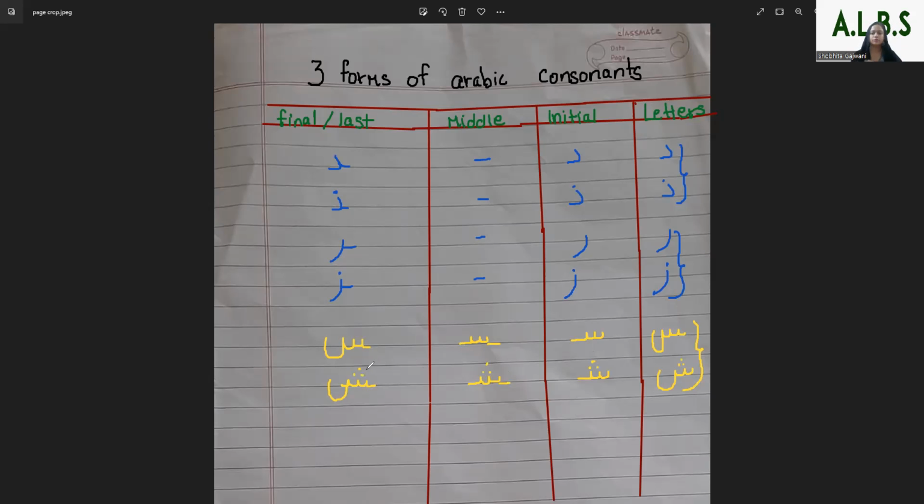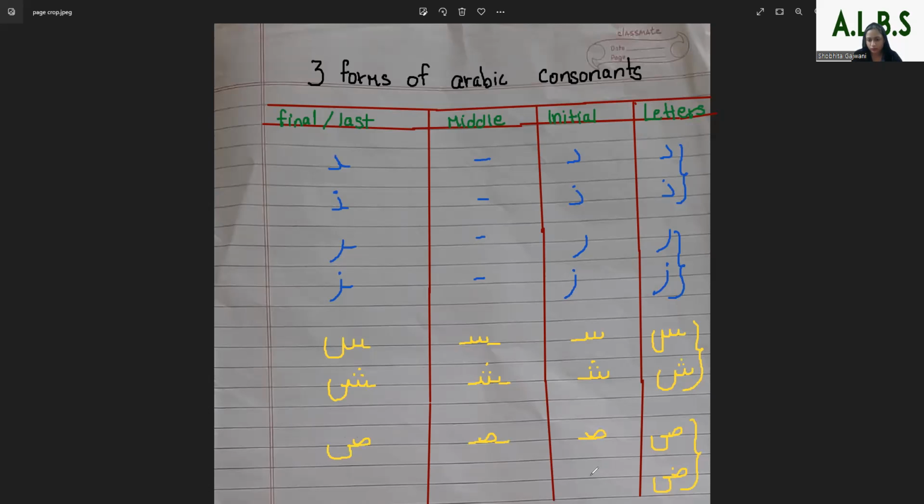Now the next one, Saad and Dad. These two also form one family. Now in the initial form, we're going to have its half structure. Now the next, same as initial, but it has tails on either sides. And in the final form, it is the letter itself.